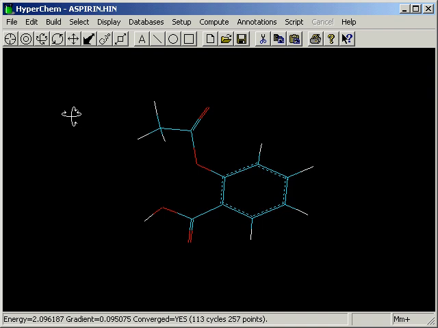Having optimized, we basically have the same results that were available with a single point calculation, but at the optimized structure.